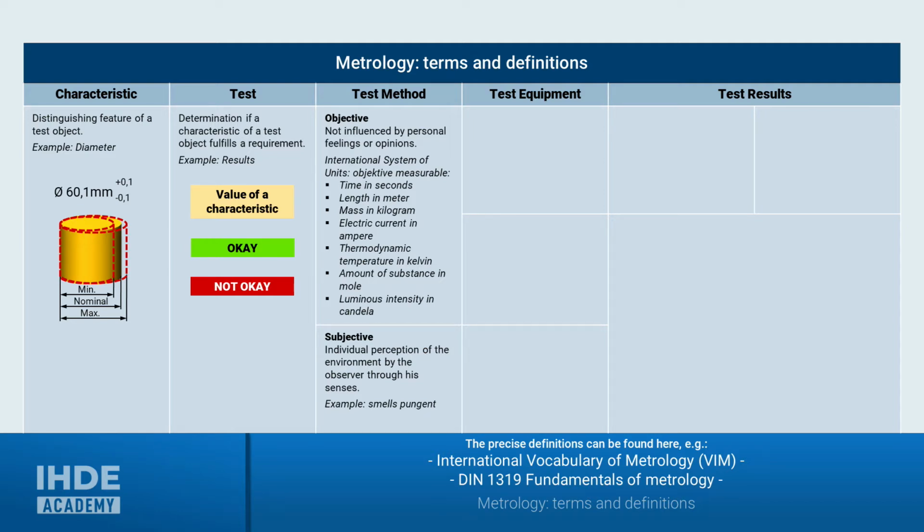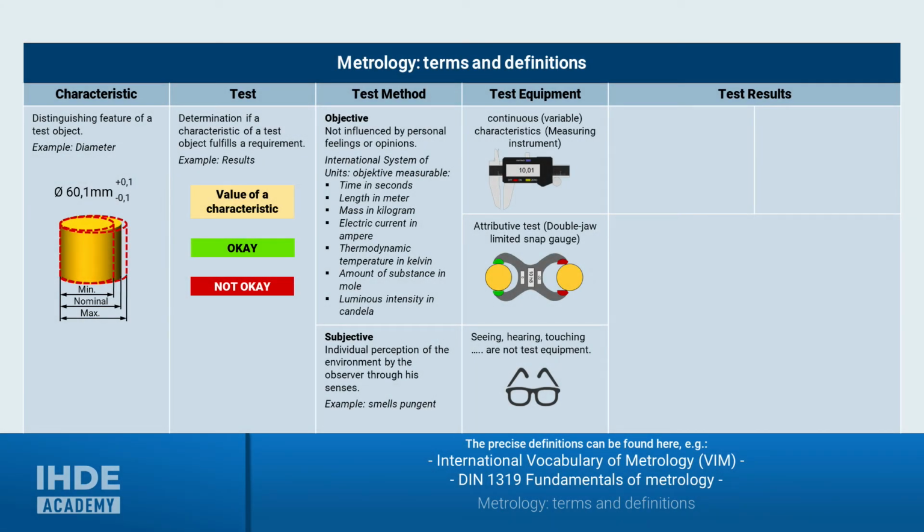Subjective tests, on the other hand, are the individual perception of the environment by the observer through his senses. A substance can be perceived as strongly pungent by a person's sense of smell. Another person might just describe the smell as unpleasantly burning.